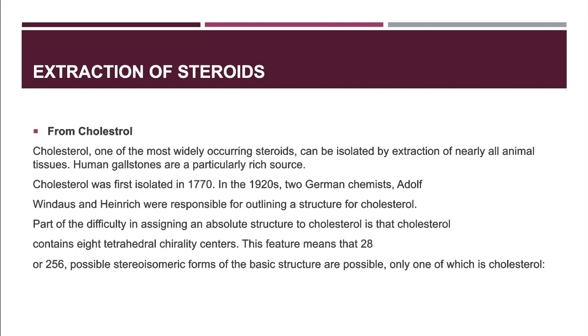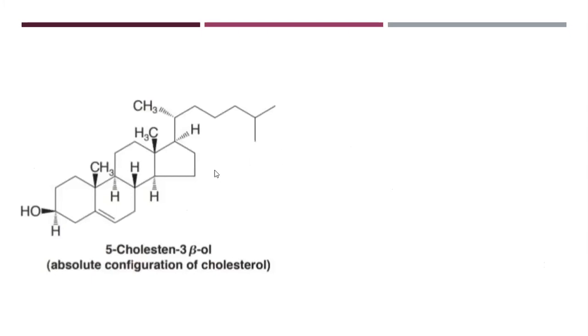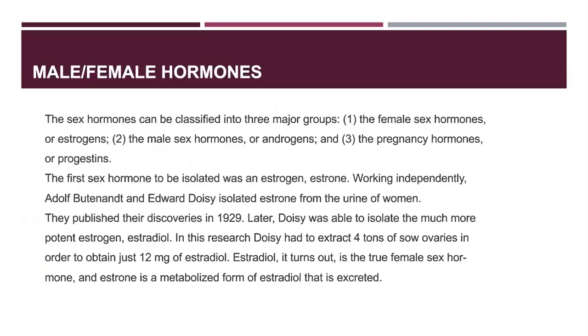In the 1920s, two German chemists, Adolf Windaus and Heinrich Wieland, were responsible for outlining the structure of cholesterol. Part of the difficulty in assigning an absolute structure to cholesterol is that it has 8 tetrahedral chiral centers, meaning it has 2^8, or 256, possible stereoisomeric forms. This is the difficulty in assigning the absolute structure of cholesterol. This is the structure of cholesterol.